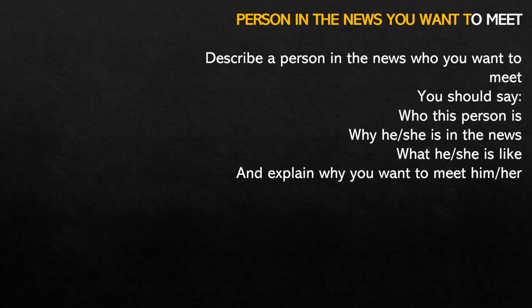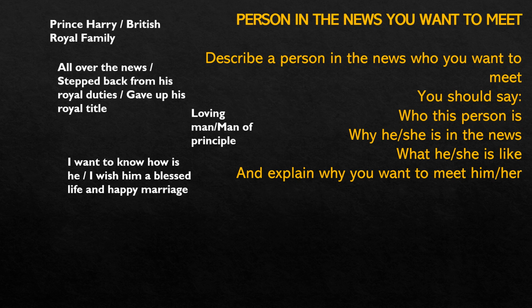Here's the cue card. Describe a person in the news who you want to meet. You should say who this person is, why he or she is in the news, what he or she is like, and explain why you want to meet him or her. During your actual exam, prepare keywords as they will surely help you develop your story. Make sure you use your 1 minute preparation time wisely. And the first person who comes to mind should be your answer because you don't have enough time to think of another one. Now, let's check the part 3 questions.